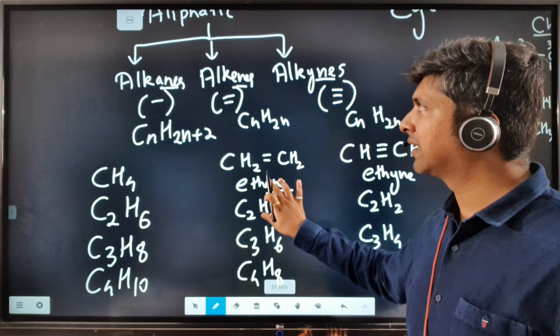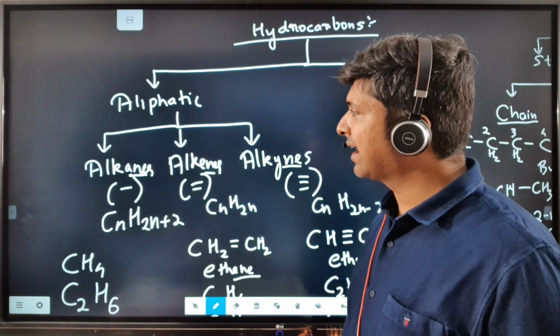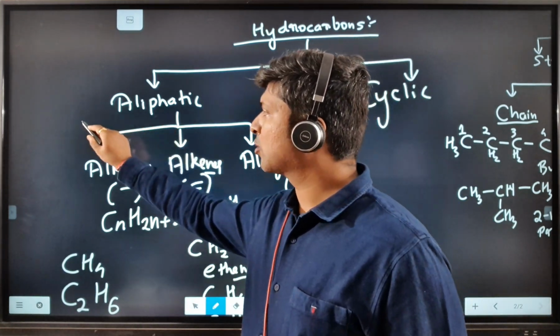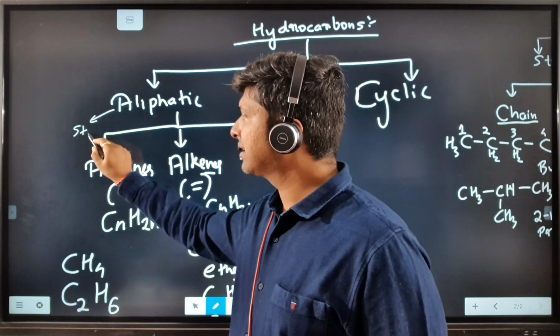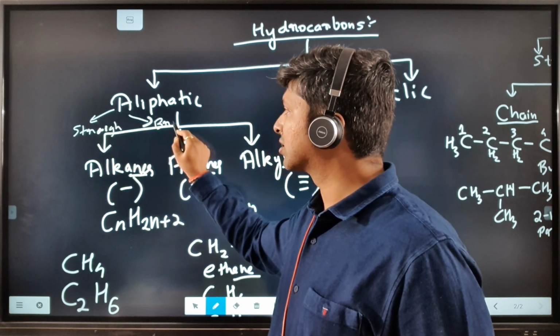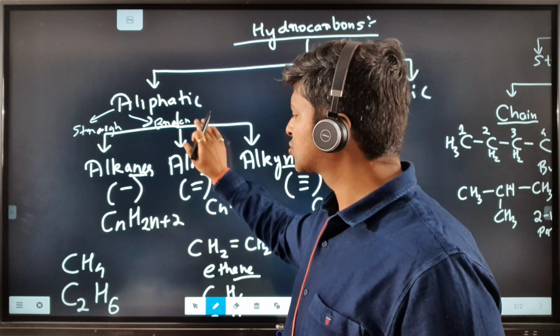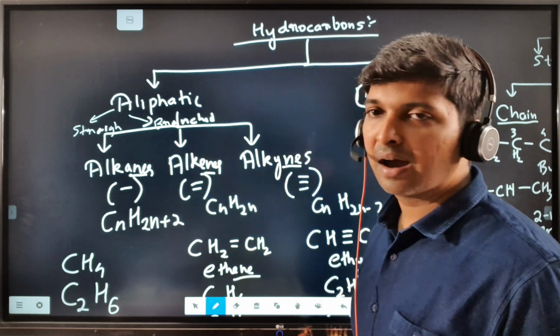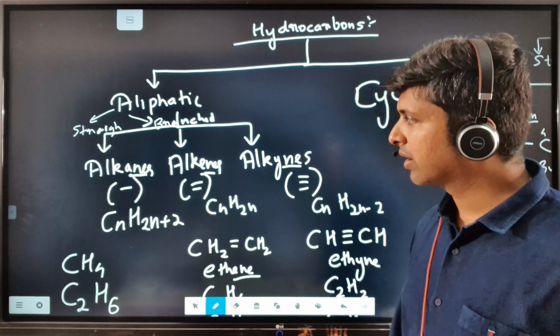This is happening in aliphatic compounds. In aliphatic, these are all straight chain. You can have either straight chain or branched chain. Branched meaning what you have just seen in isomerism, what a branching is.